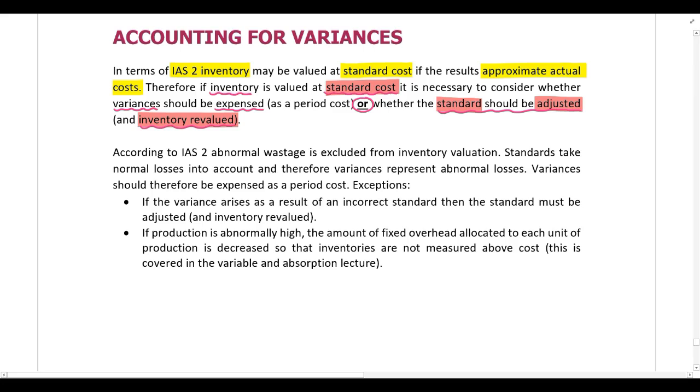Because if we adjust the standard and inventory is valued at standard cost, that will result in inventory being revalued. So whenever we calculate variances, if inventory is valued at standard cost, we need to consider how we are going to treat those variances. Do we take them to profit and loss, or do we adjust the value of inventory?